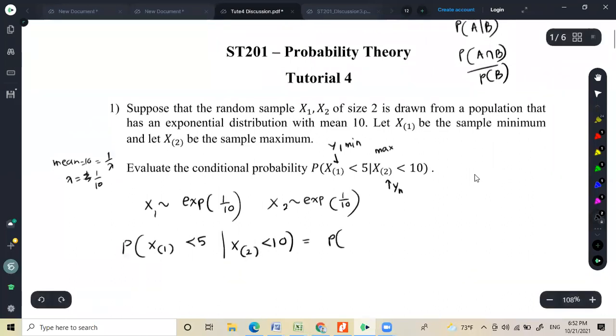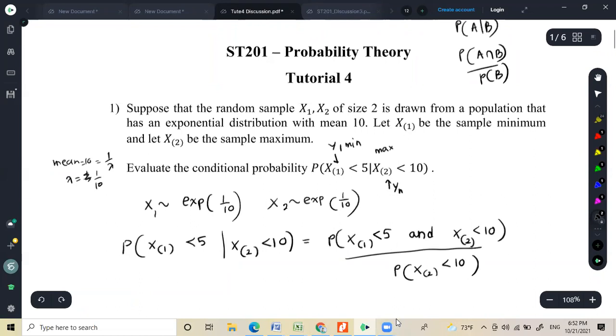So let's write: X1 less than 5 and X2 less than 10 at the top, and at the bottom you have the given one. What is the given one? Probability X2 less than 10. Okay, now let's look at this AND part, this intersection.